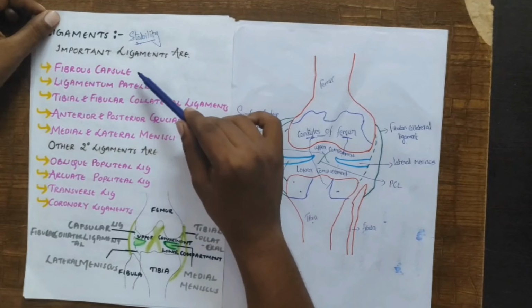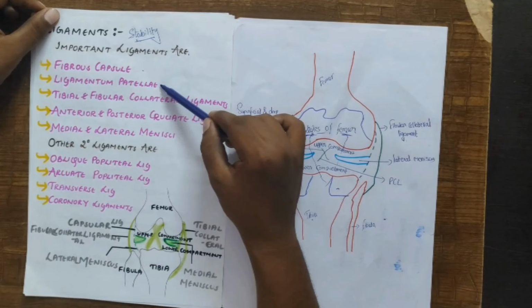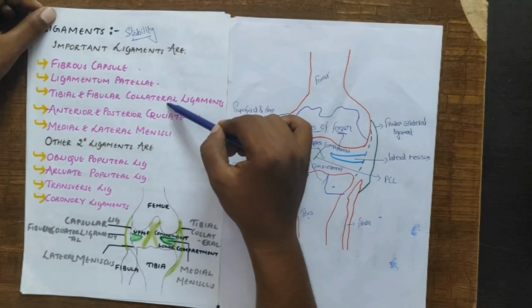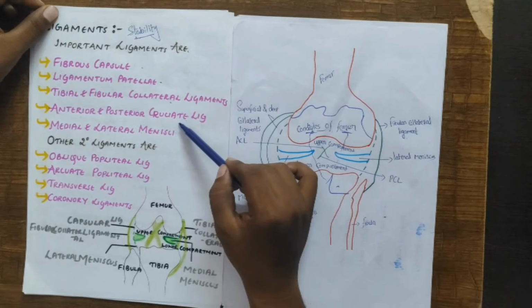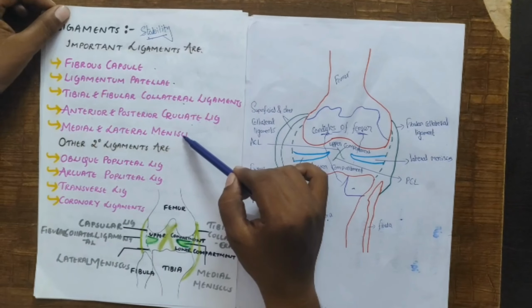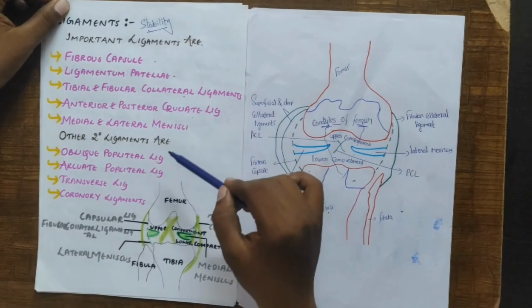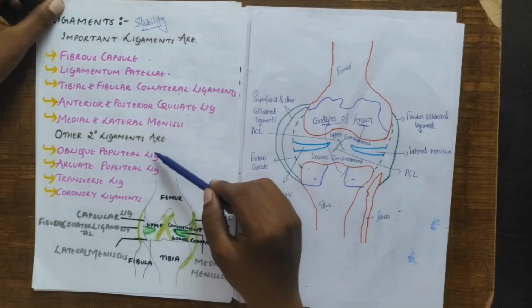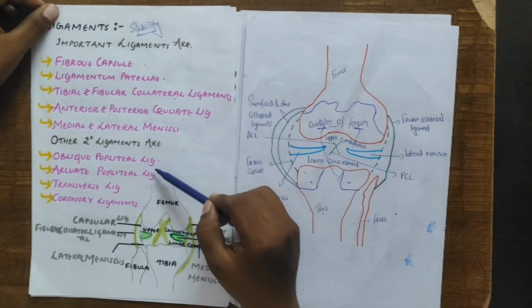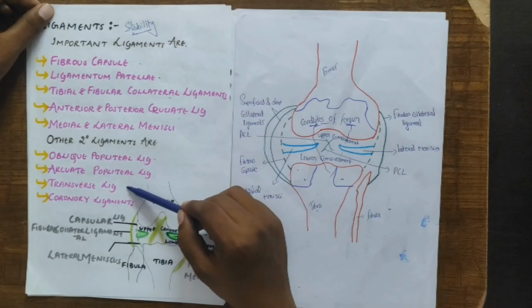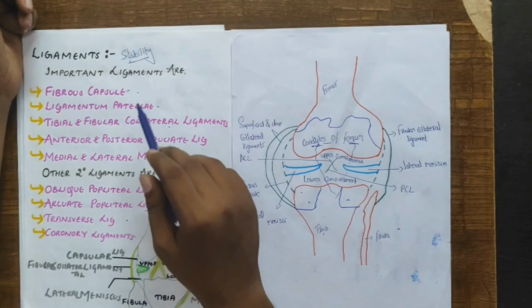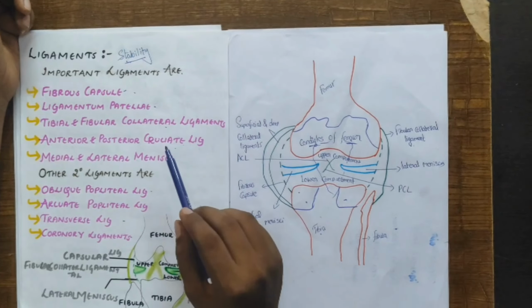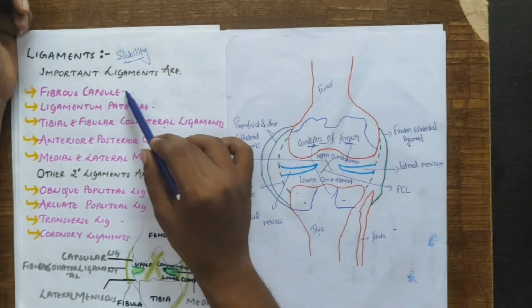Primary ligaments are fibrous capsule, ligamentum patellae, tibial and fibular collateral ligament, anterior and posterior cruciate ligament, medial and lateral menisci. And secondary ligaments are oblique popliteal ligament, arcuate ligament, transverse ligament, and coronary ligaments. After mentioning these 9 ligaments, we have to mention at least 2 points for each ligament.